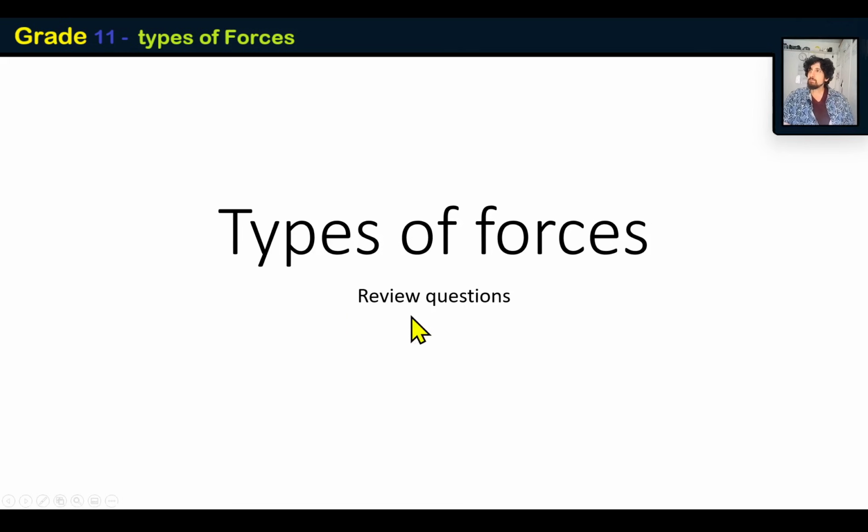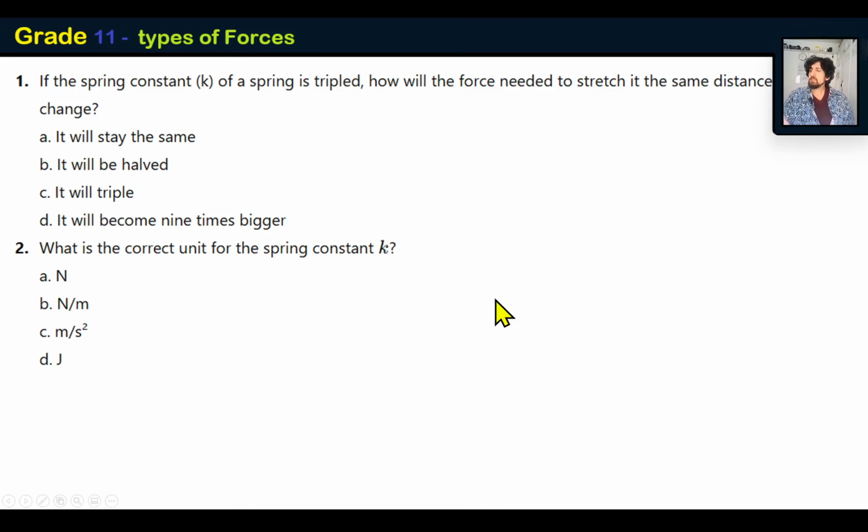Types of forces. If a spring constant is tripled, how will the force needed to stretch it the same distance change? Okay, so what that's saying is we've got a spring here, and of course the spring has a spring constant, and that is going to equal force equals K multiplied by extension, which we just use as X.